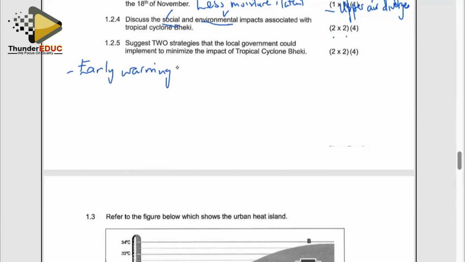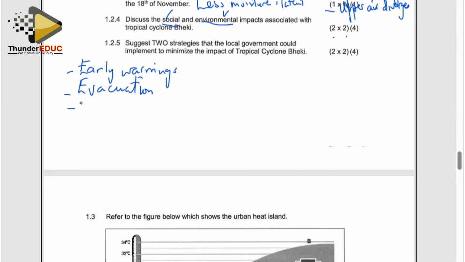People must be warned before the weather system affects. So people must be alerted through the different means. You can talk of the media, different avenues of social media. You can talk of the radio, you can talk of the television. People must be warned earlier on. And also you can talk of other things like evacuation of people in low-lying areas. Evacuate those people who are in areas which are prone to the problem of flooding.